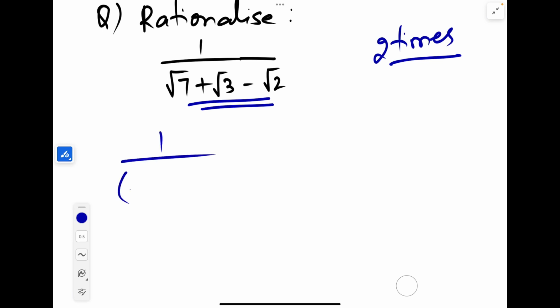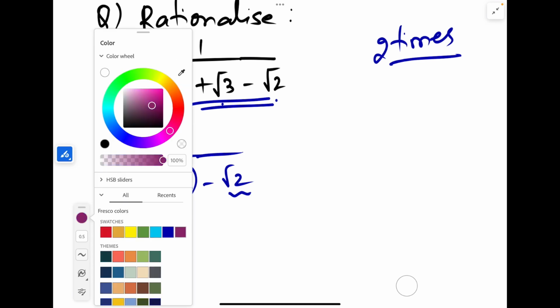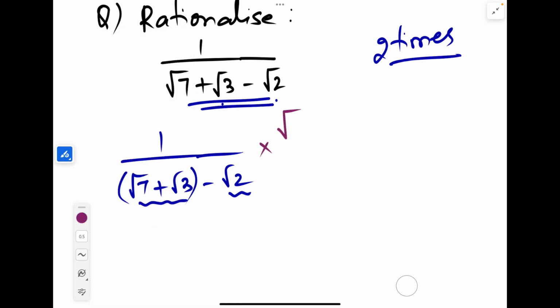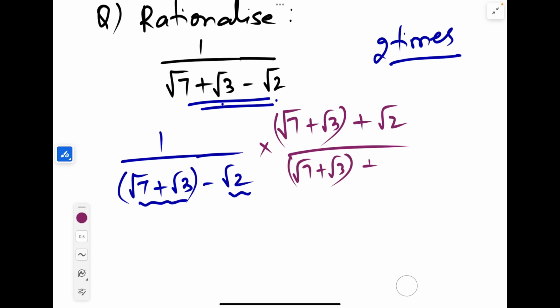Now, first step, what I am going to do is group root 7 and root 3 together. You can even group root 3 minus root 2, it's up to you. So here, consider this as one term and this as another term. Then what will be the rationalizing factor? The rationalizing factor will be root 7 plus root 3 plus root 2 by root 7 plus root 3 plus root 2.